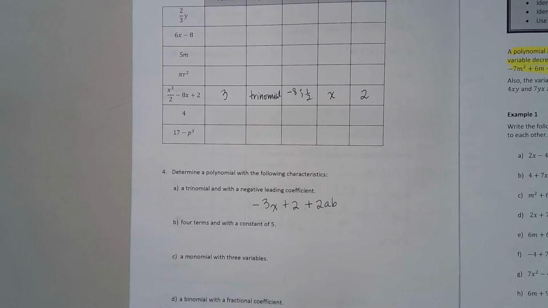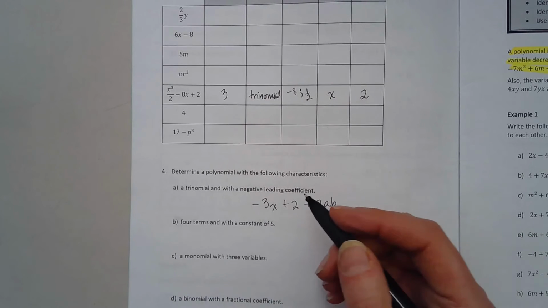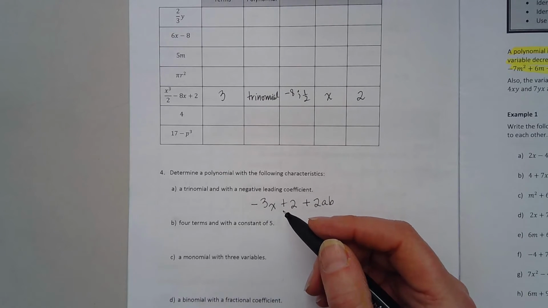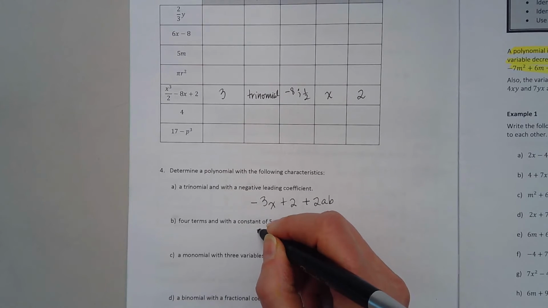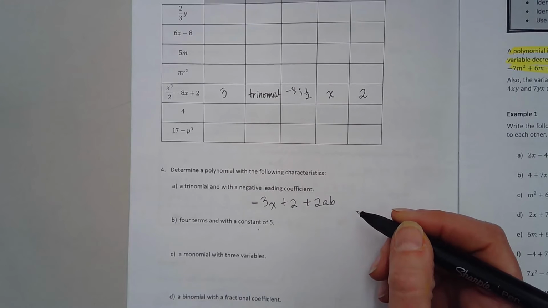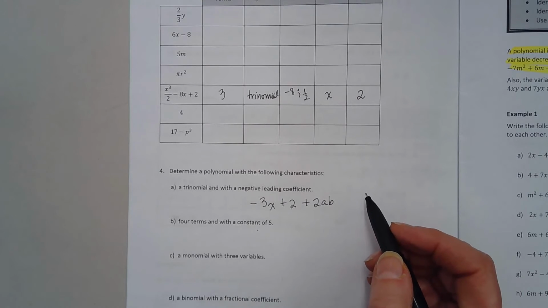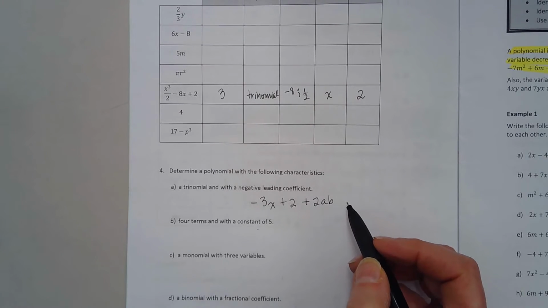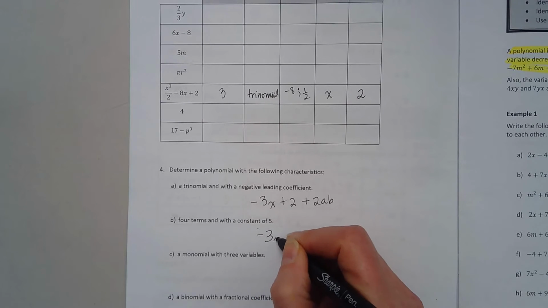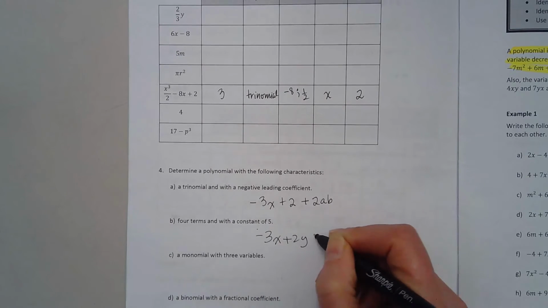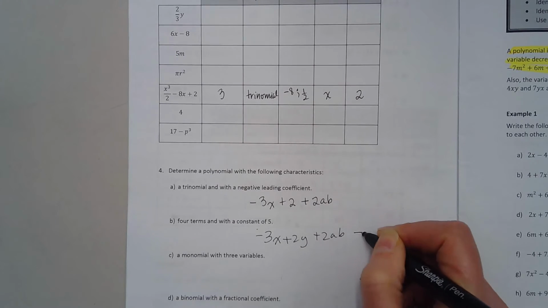What about a polynomial with 4 terms and a constant of 5? Yeah, that one. 4 terms with a constant of 5. There's millions of answers. Trillions. Same answer above and add plus 5. Same answer with what? Another additional plus 5. That wouldn't work, because then I'd have to combine the 2 and the 5. Oh, right. It could be this, it could be negative 3x plus 2y plus 2ab plus 5, right? That would work, right, Devin? Yeah.